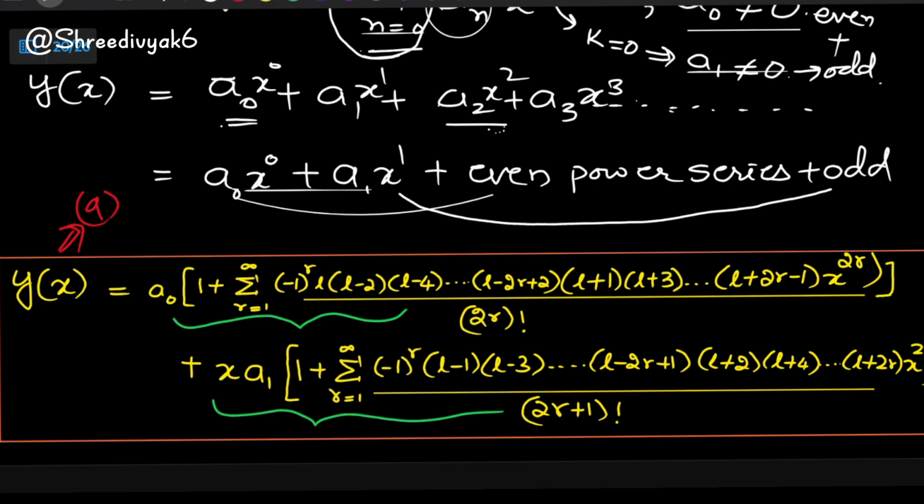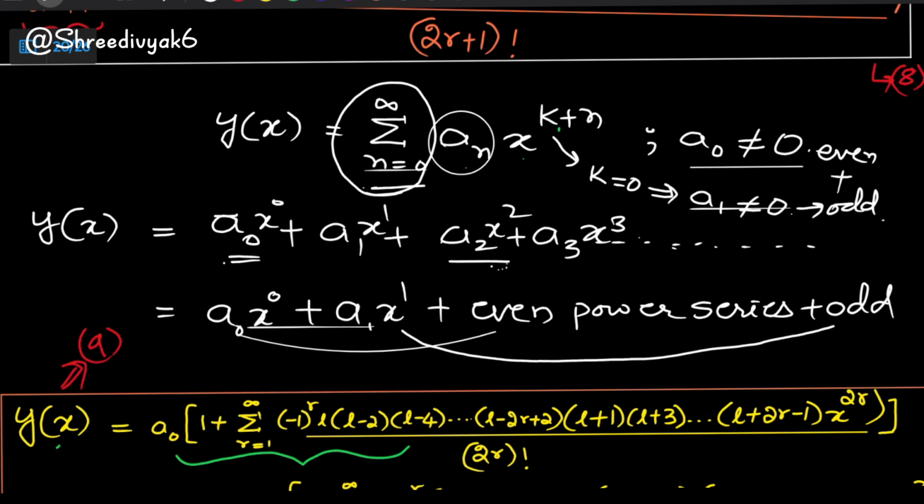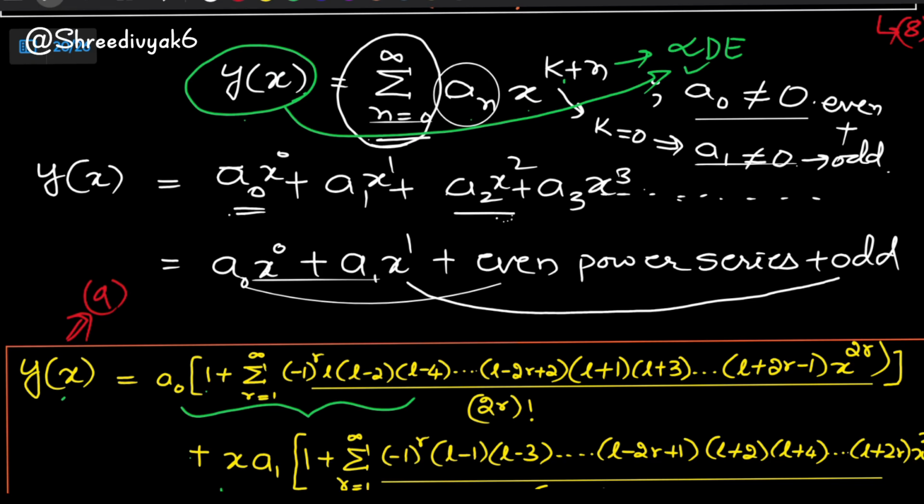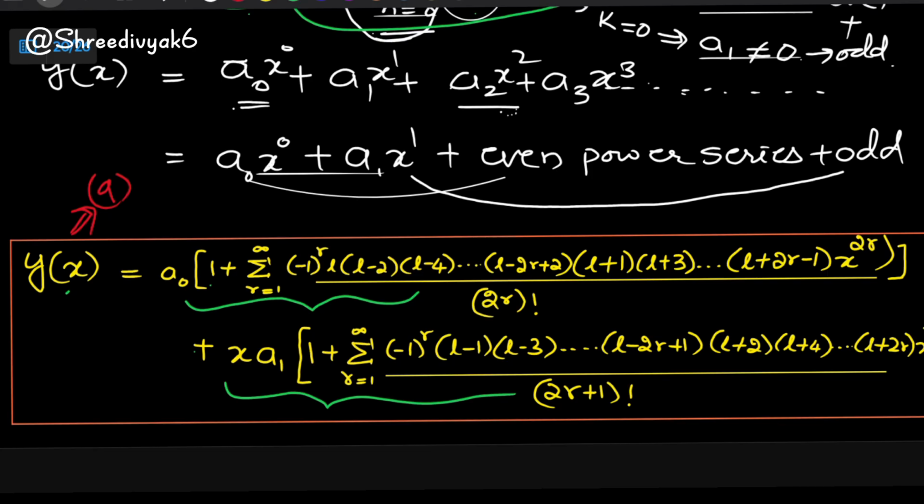Right? So what we had assumed is that y of x in terms of a n x raised to k plus n is my assumed solution, which satisfies the Legendre differential equation. Now in terms of the even power series and odd power series, we found the value of y of x, which is the solution to the Legendre differential equation. So we can say that the assumed solution is a solution to the Legendre differential equation. Why? Because it satisfies the Legendre differential equation.